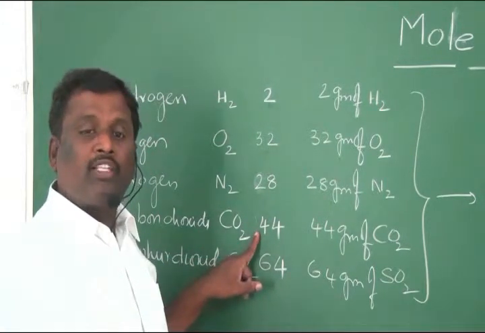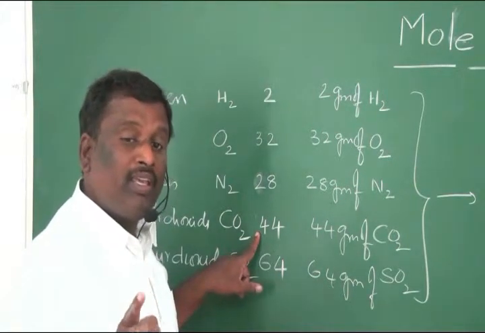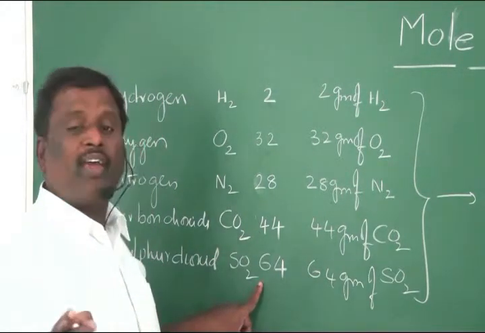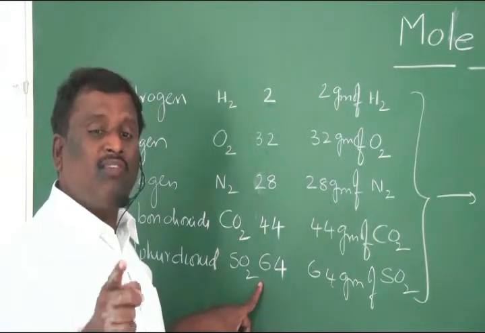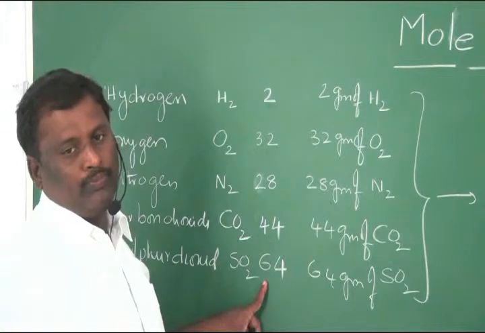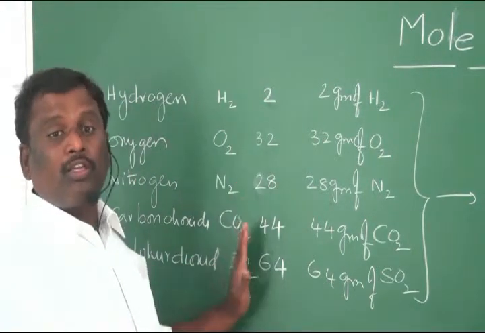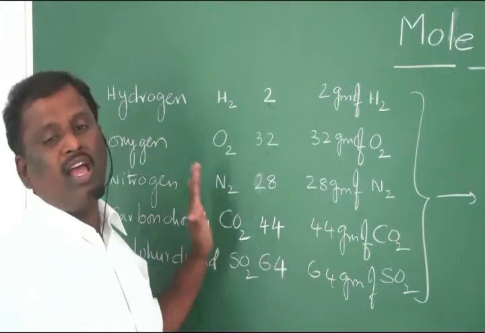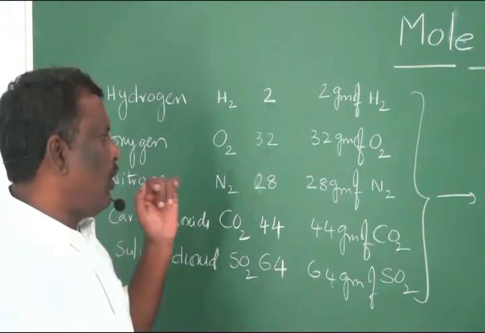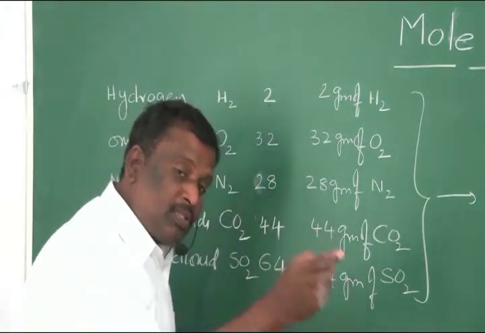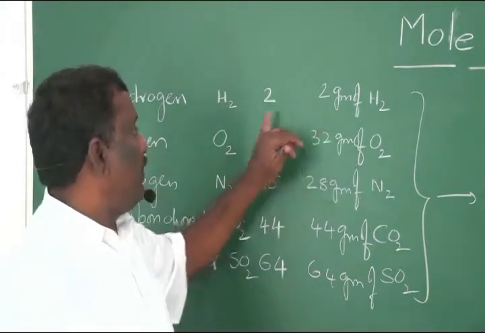Carbon dioxide's molecular weight is 44. That means carbon dioxide is 44 times heavier than 1 AMU. Sulfur dioxide's molecular weight is 64. That means the SO2 molecule is 64 times heavier than 1 AMU. So these are the molecular weights. They are simple numbers which denote how many times heavier particular molecules are than 1 AMU, which is a basic unit.